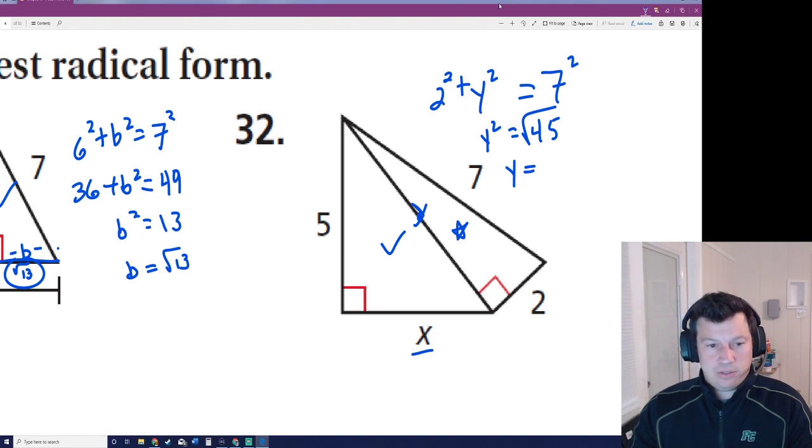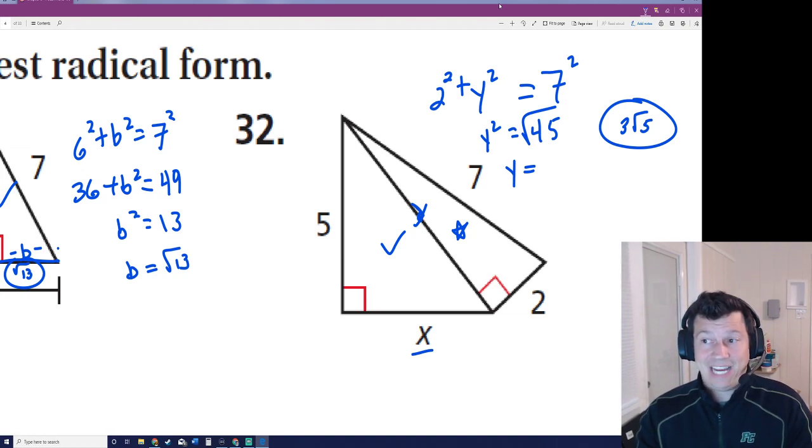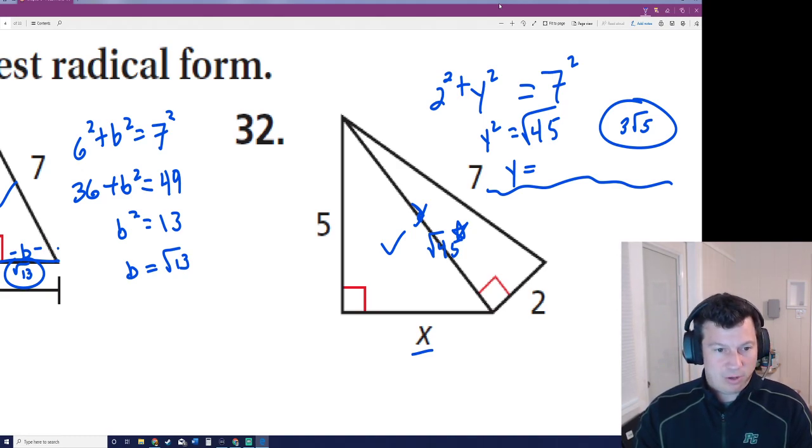And here's a little trick I've got for you. I could simplify radical 45. If I wanted to, it's 9 times 5, so it's 3 radical 5. I totally could do that, and that's cool. But I'm not going to, because I know what's coming next. I know that this side is radical 45. So what's my next step in this problem? It's to do 5 squared plus x squared equals radical 45 squared.